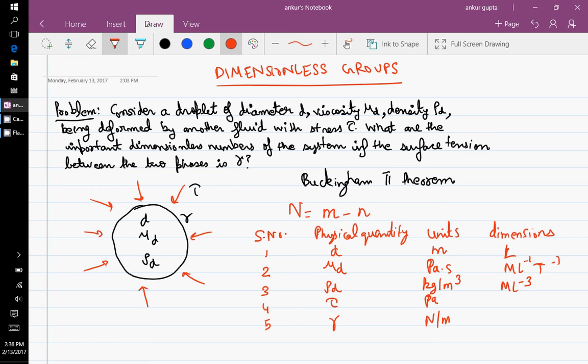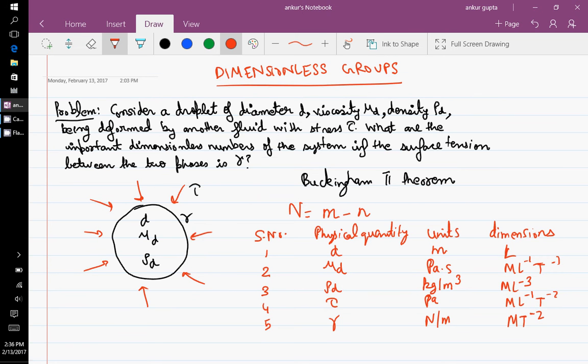Then pascals again is kg per meter second square. You can sort of remember this or derive this. It's not very tough to show. Or M L minus 1 T minus 2. And Newton per meter, where Newton is kg meter per second square, so this actually becomes kg per second square, or M T minus 2.